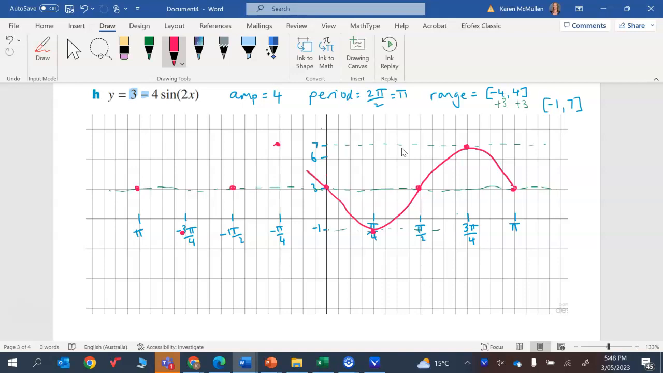Just make sure you go down to -1. It doesn't stop at the x-axis. And it should look symmetrical. If your axes are good, then it should look like a sine graph.